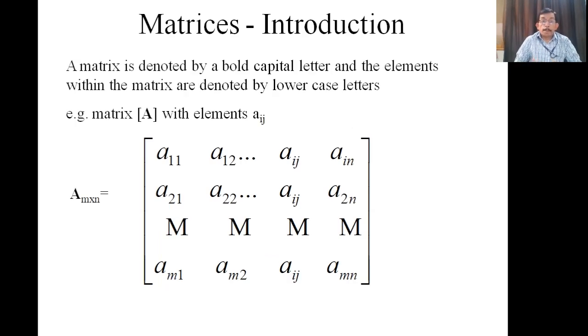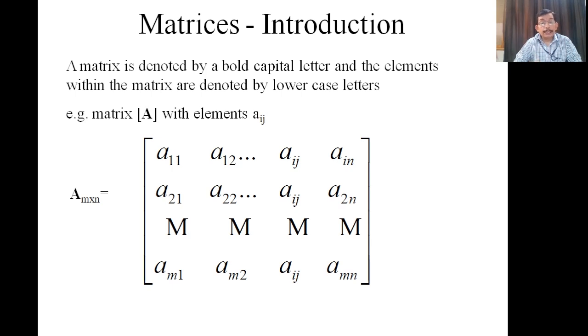A matrix is denoted by a capital letter and its elements are denoted by small letters. In the given example, A is the matrix denoted by a capital letter. The order of the matrix is m cross n, and the elements are denoted by small letters. In the first row, you see that the first element is A11. A11 is the first row, first column element. A12 is the first row, second column element. This is the order of the elements.